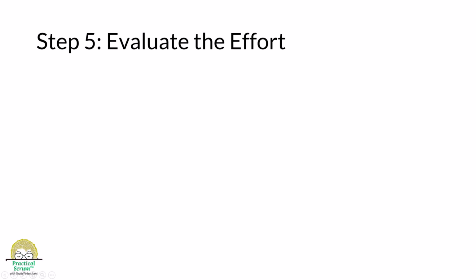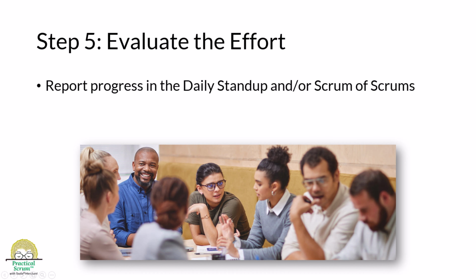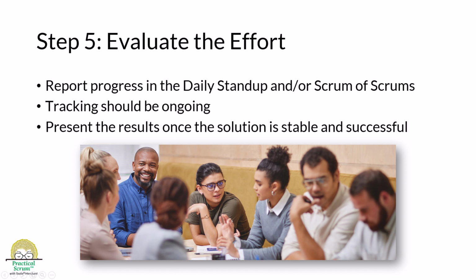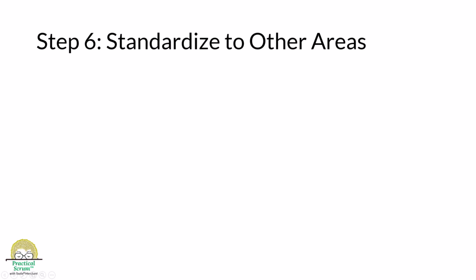Number 5, evaluate the effort. Here's where Agile doesn't do so well. Things move pretty quickly in an Agile practice, and we tend to skip this and the following 2 steps. Regular reporting on the progress of the solution can take place in the daily stand-up and or in the Scrum of Scrums. Document the steps used to create the solution and any adjustments to the solution. Tracking the success of the implementation of the solution should be ongoing. A presentation of results can happen once the success has become visible, but the resolution of more severe problems may take a while.